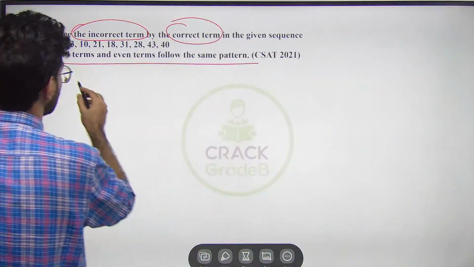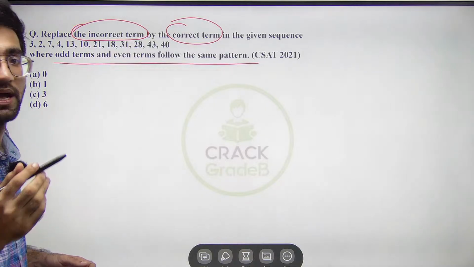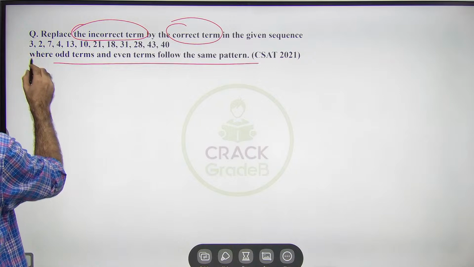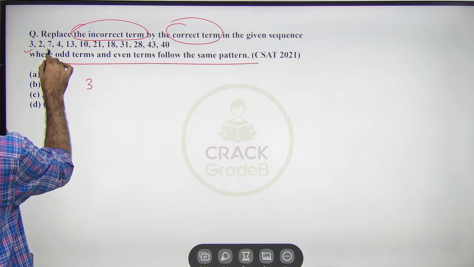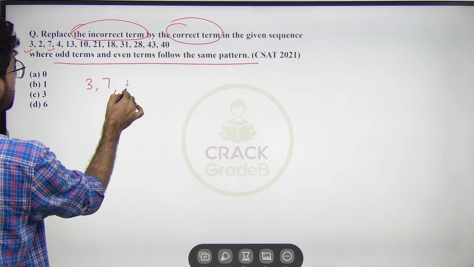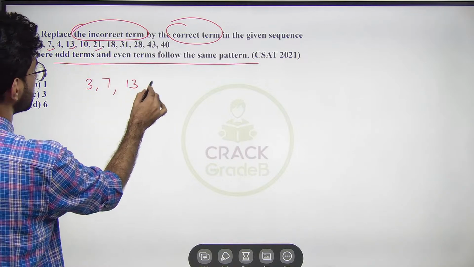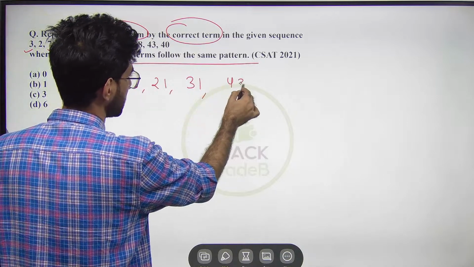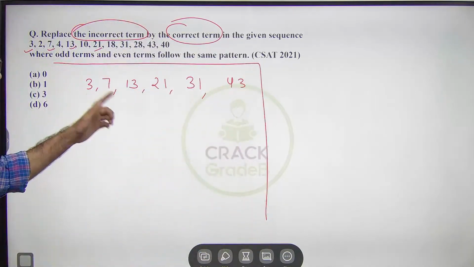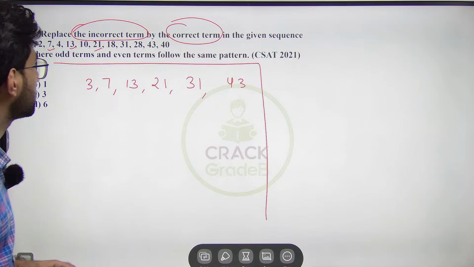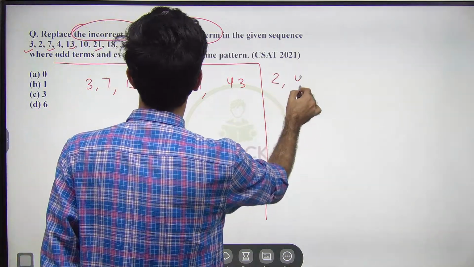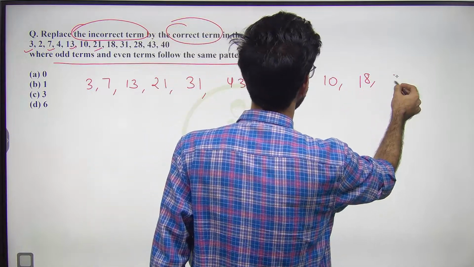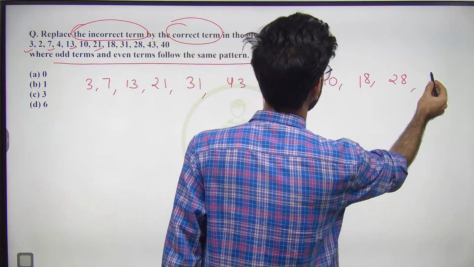And what is the question? Look at this part of the question where odd terms and even terms follow the same pattern. So let us look at odd terms. Odd terms are 3, then obviously 7, then 13, then 21, then 31, then 43, right? These are the odd terms. Let us look at even terms: 2, 4, 10, 18, similarly 28, and similarly 40.